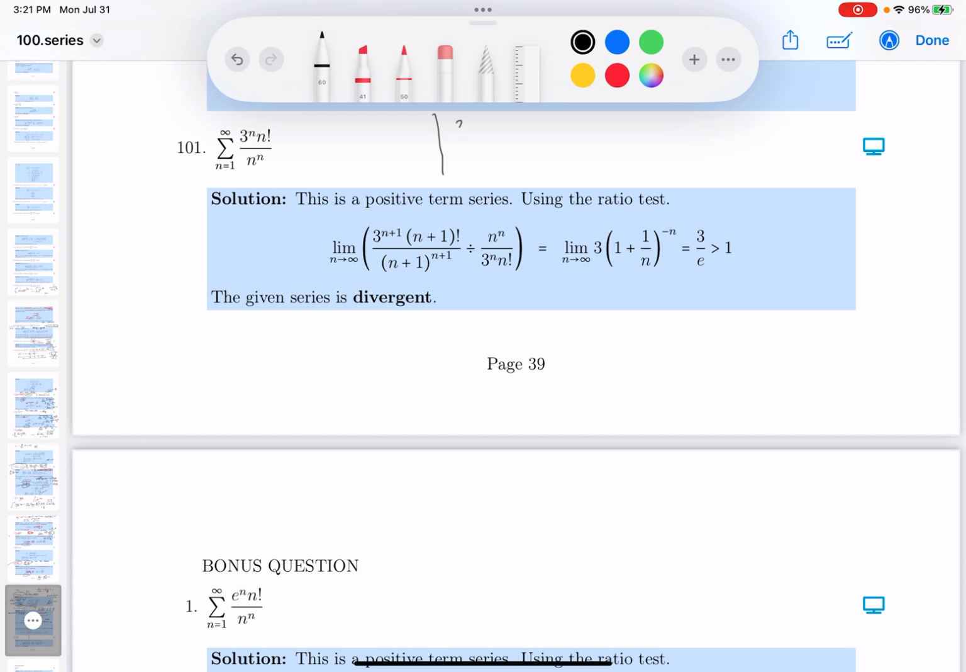So it's going to be 3 to the n plus 1 times n plus 1 factorial. Then you get n plus 1 to the n plus 1. Now, you certainly divide, but I'm going to multiply by the reciprocal. So n to the n, and then you get 3 to the n factorial. Now, certainly it's maddening to look at, but what do I do?